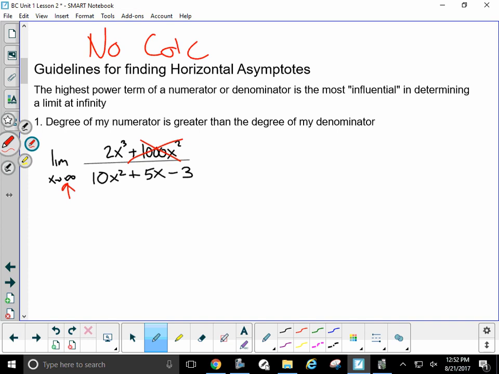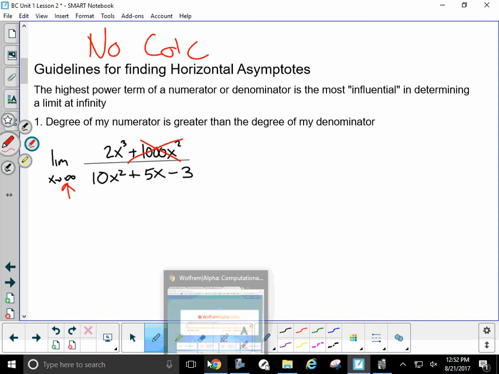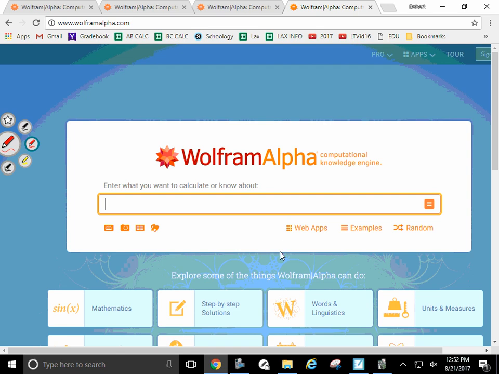You might be questioning me right now. You're like, 1000x squared insignificant? What are you talking about? That's a big thing. That's going to affect my numerator. But you're thinking not in terms of large numbers yet. So let's think in terms of large numbers. Let's compare 2x cubed and 1000x squared using different numbers being plugged in.